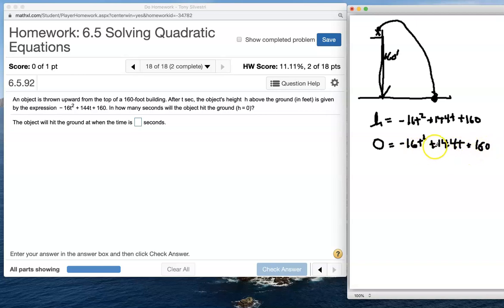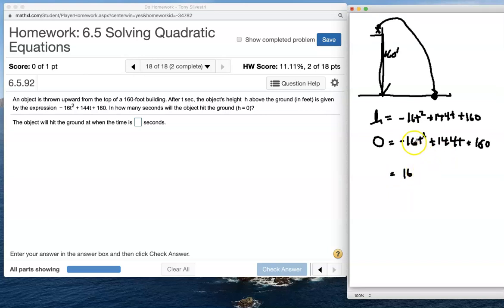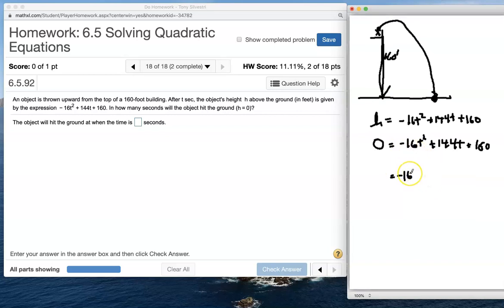I think certainly we can divide 16 into 160. That goes in 10 times. But if you take your calculator and divide 16 into 144, it goes in 9 times. So we should be able to pull out a 16. But in addition to pulling out a 16, we're going to pull out a negative sign. We haven't done this that often, but you can pull out a negative number. What does that mean?